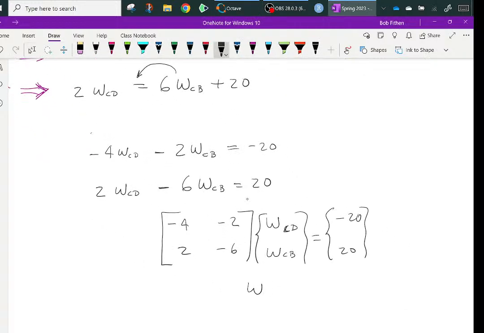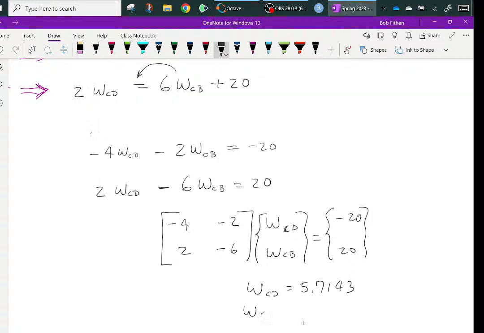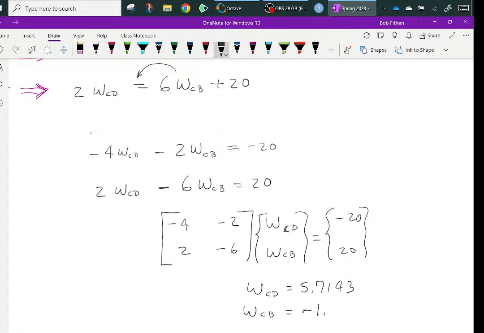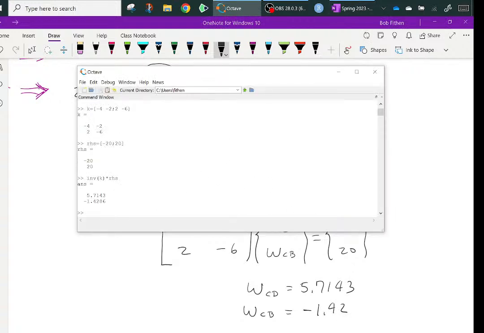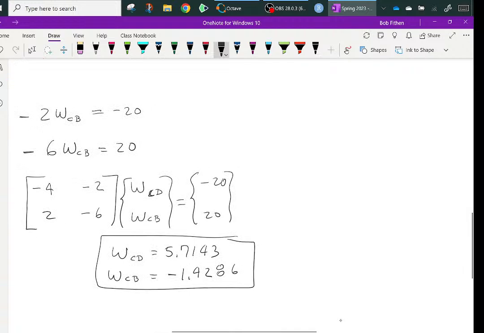5.7143, I think. And the other one, minus 1.4286. So omega CD rotates that way, omega CB rotates that way.